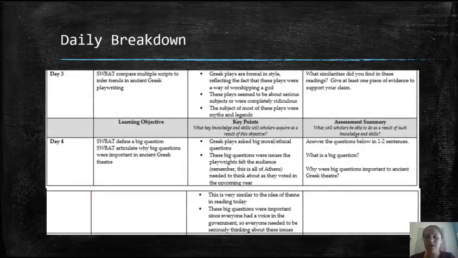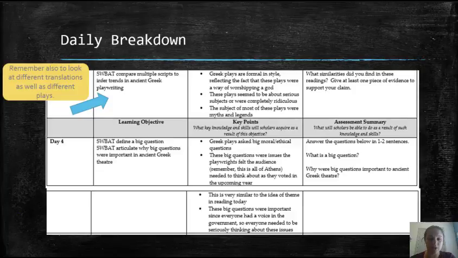So moving on to day 3, they're going to get just little chunks of multiple scripts from Greek theater, and then they're going to have to go through and talk about the commonalities that they find, and then use that as a jumping off point to talk about aspects of Greek theater that I want to be sure they understand.